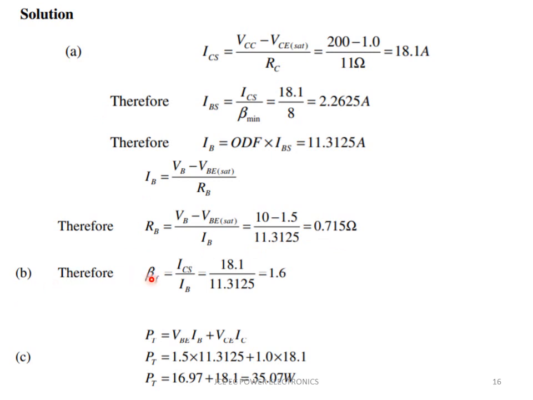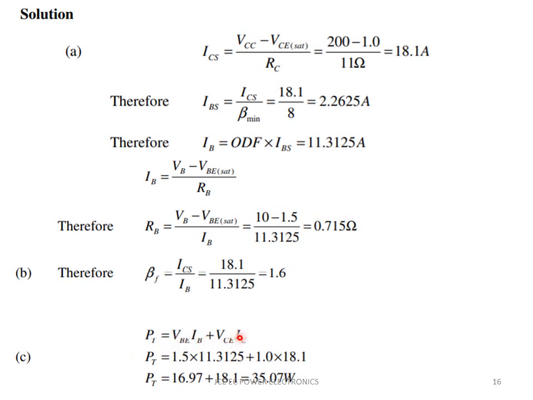Next is B. B is beta F, the forced beta is asked. What is the formula for forced beta? ICS upon IB. IB is the value which is more than IBS, right? You have just calculated it here and hence you will use that, and ICS also you have calculated, and you will get 1.6 as beta.